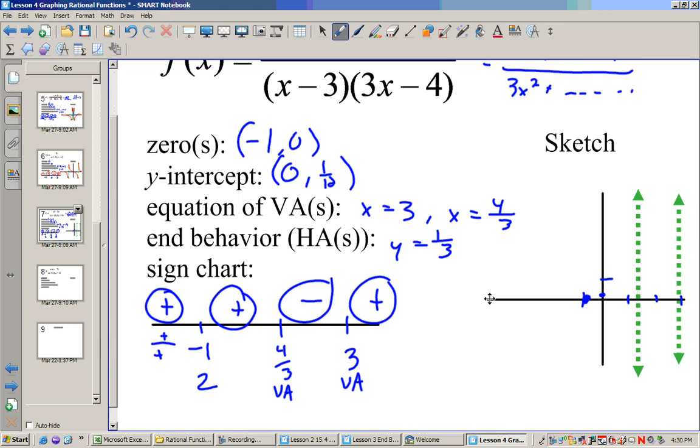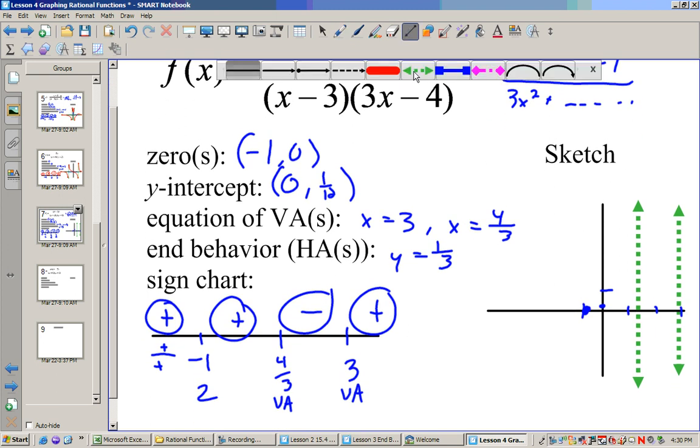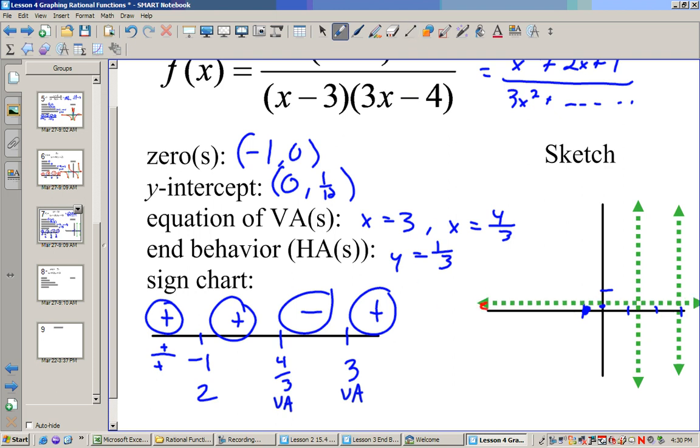So if my end behavior is y equals 1/3, I'll draw this asymptote. And so off to the left, off to the right, it'll go towards that. Now it's going to stay positive the whole time. It's going to come down and hit at 1, and then come back up and be positive as it gets closer and closer to the vertical asymptote of 4/3.